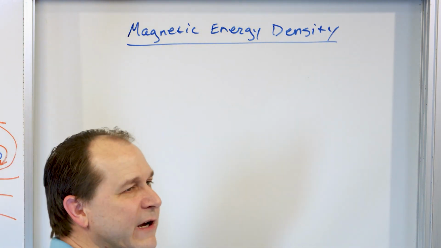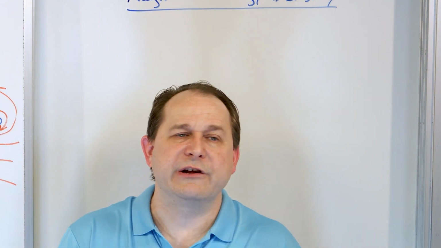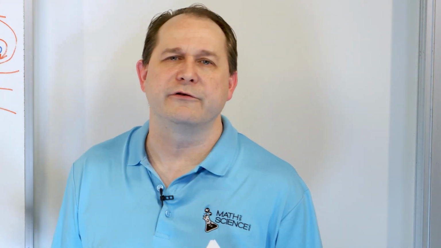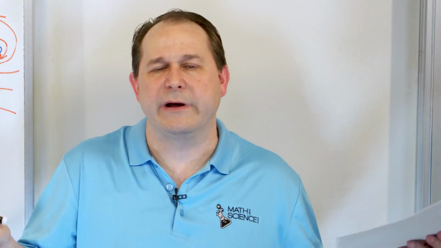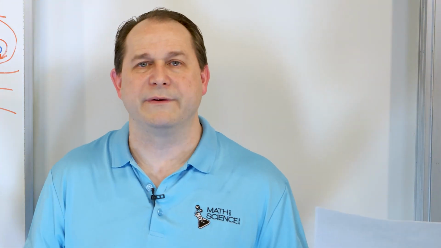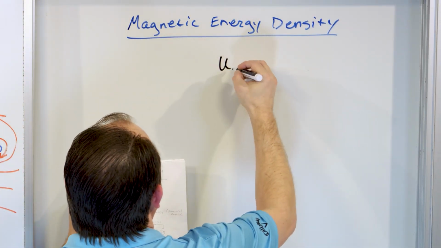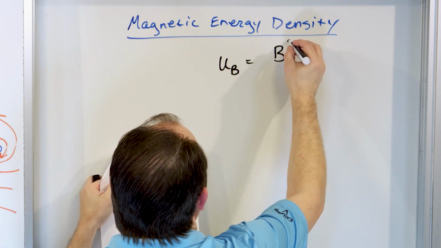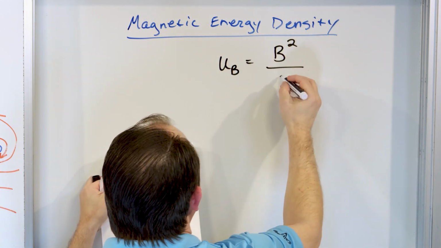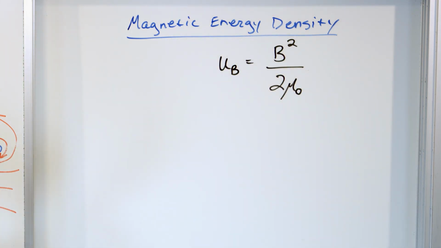Magnetic fields store energy, right? They store energy, and we can extract some of that energy in some of our modern devices like generators. But they contain potential energy. Electric fields also store potential energy. So the equation that governs that is the following. The magnetic energy density is equal to the magnetic field strength squared divided by 2 times this constant, the permeability, which I mentioned several times applies to magnetism.